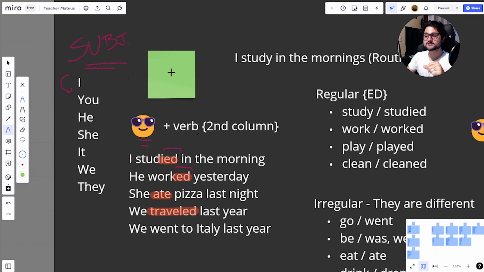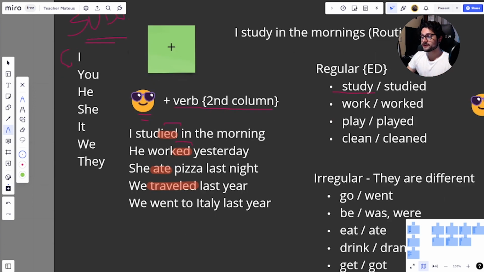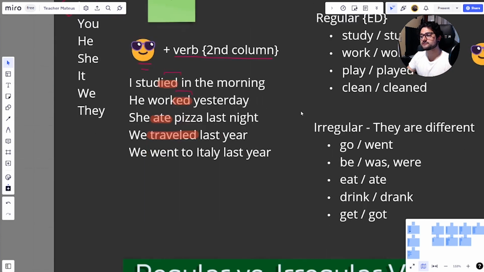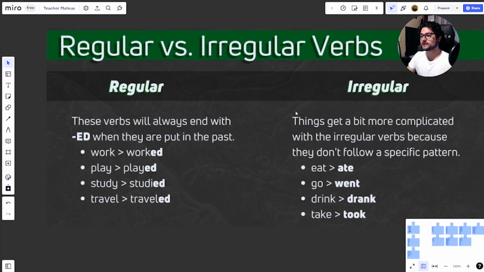And this verb, guys, is in what we call the second column. The second column of verbal conjugations. For instance, study is the first column, right? Study, work, play, and then in the second column we have studied, worked, played. Same thing with the irregular verbs. Okay, so before we continue to the negative and the interrogative, let's see some irregular verbs.